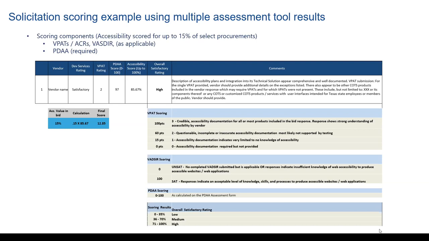And then you take that, because that's worth 15% of the bid value, you just use that as a multiplier, 0.15 by that score, and they get a final score of 12.85. So out of 15 points, they got 12.85 for accessibility, and then that would go into the other components of the bid. I hope that I explained that properly, and that it's a pretty straightforward way to do it. There's lots of other ways that are probably more complex. You could weight things a different way. I like to keep things simple.